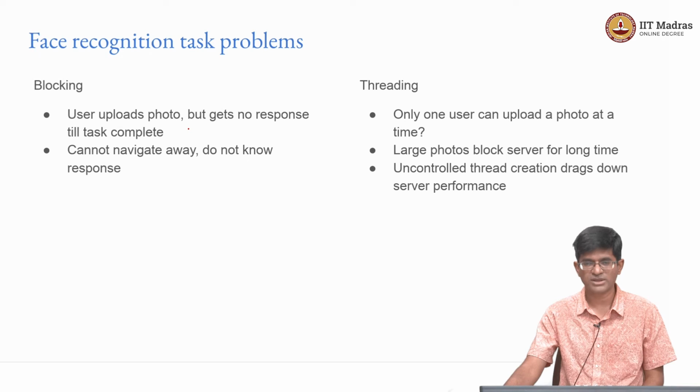What happens is only one user can upload a photo at a time, and if you upload a large photo, the server just blocks for a long time, okay? And of course what we could have is, if you do have it threaded, right, and a large number of people suddenly start uploading photos all at the same time, that can bring down the server, right? You run out of memory, you run out of CPU time, and your server becomes slow and sluggish and not able to give responses quickly, right? So all kinds of problems can arise because of this. Why did this happen? Because the face recognition task was computationally intensive. It took a lot of time.